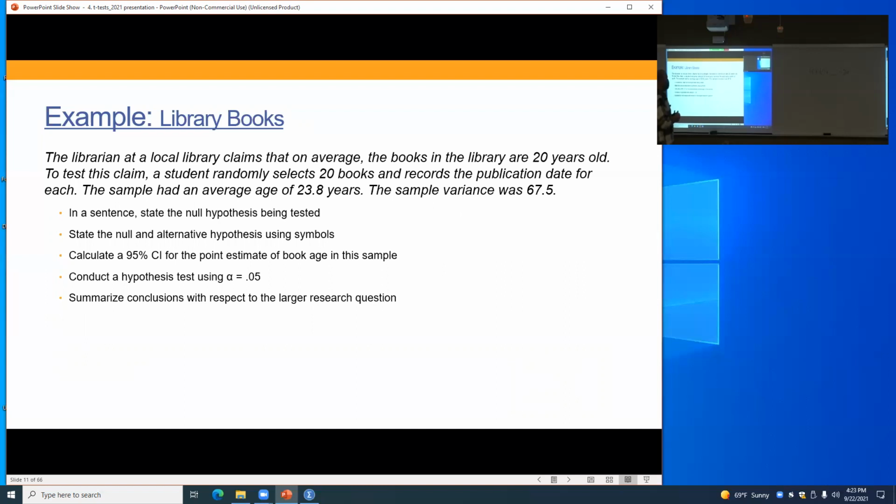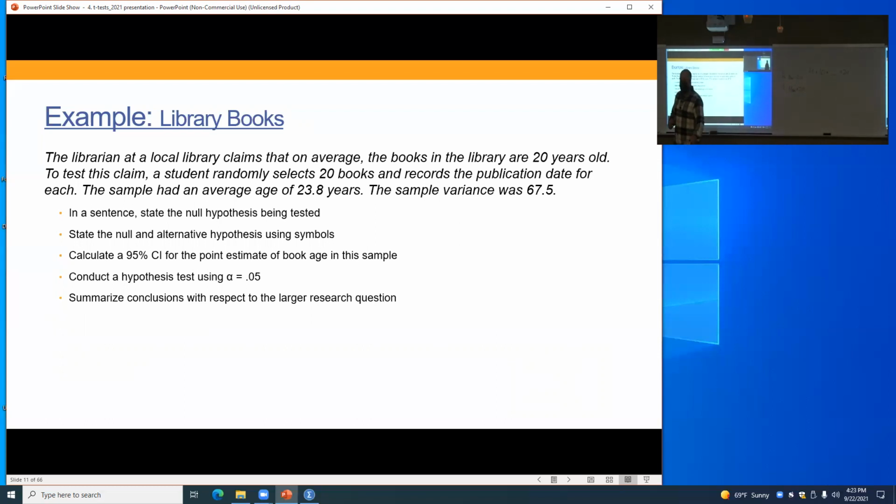And if we wanted to do this very quickly in statistical notation, we would say the null: mean of books equals 20. The alternative hypothesis: the mean age of books is not equal to 20. Pretty easy, straightforward. I can crank those out without thinking about things or knowing anything about anything.